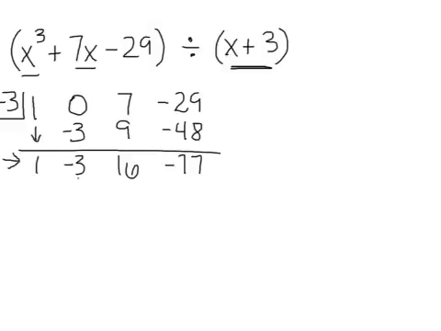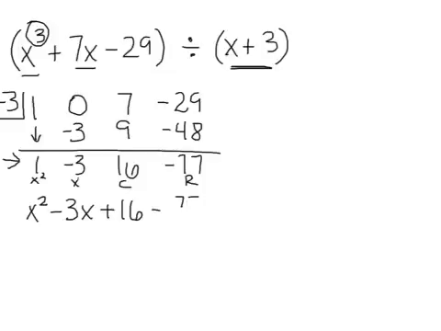So these numbers are the coefficients in our answer. It's not the answer, but it's the coefficients in the answer. Remember, we started with an x cubed term, so we're going to start our quotient one lower with an x squared term. The coefficients of our x squared term, that'll be an x squared, this will be an x, this will be the constant, and this will be the remainder. Coefficient of our x term is going to be minus 3x, constant, plus 16, and then our remainder, minus 77 over our divisor, x plus 3. So that's our final answer.